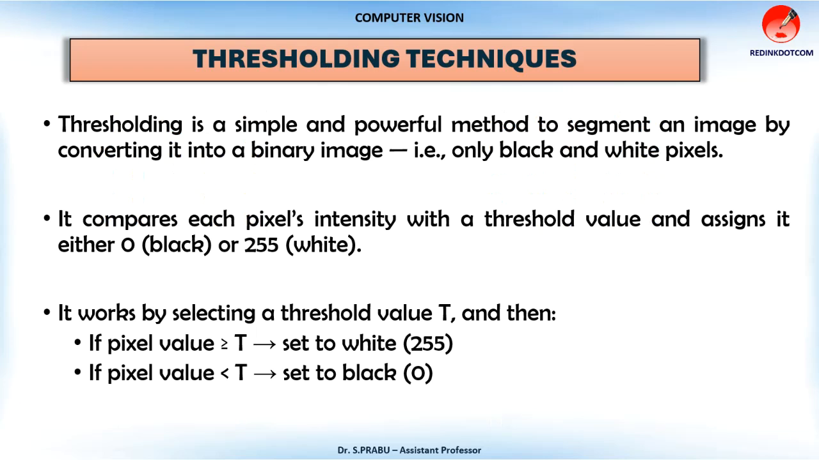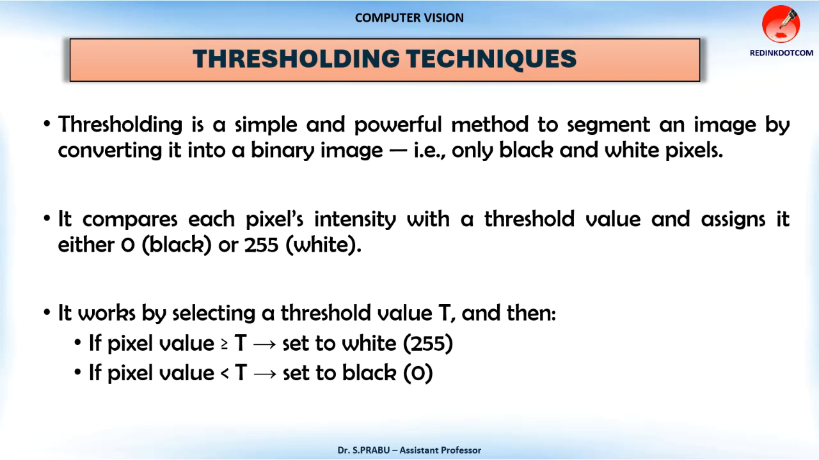Let's move to the next topic, called thresholding techniques. Thresholding is one of the simplest ways to separate objects from the background in an image. Basically, we pick a cutoff value. If a pixel is brighter than that, we turn it white. Otherwise, we turn it black.